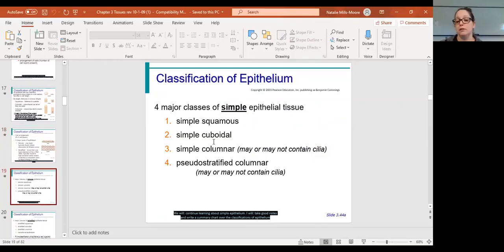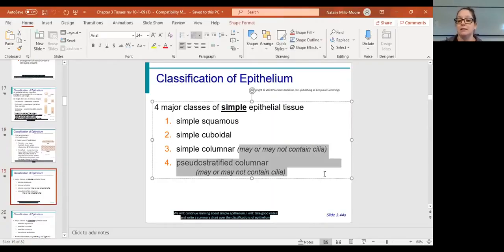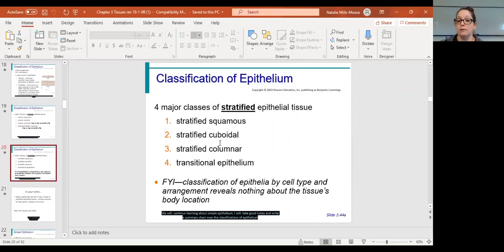So here we go. We have simple squamous, cuboidal, columnar, and then we have that pseudostratified. These may or may not contain cilia, both of these, depending on where they are in the body. Then you have your stratified squamous, cuboidal, and columnar, and then you have the special eighth one, which is transitional.